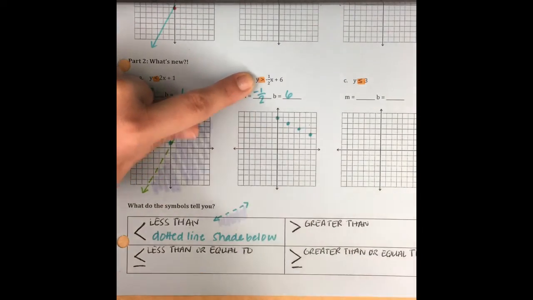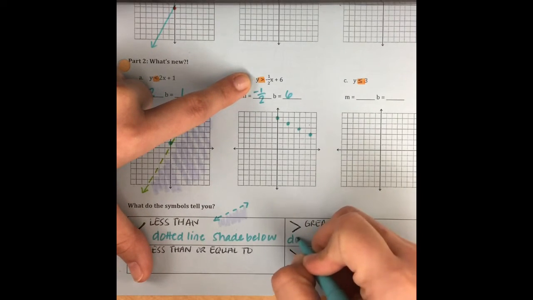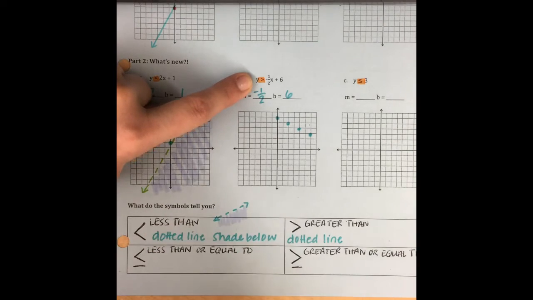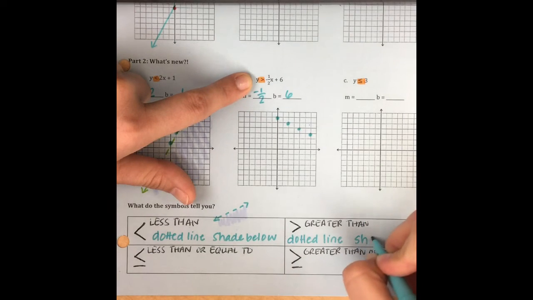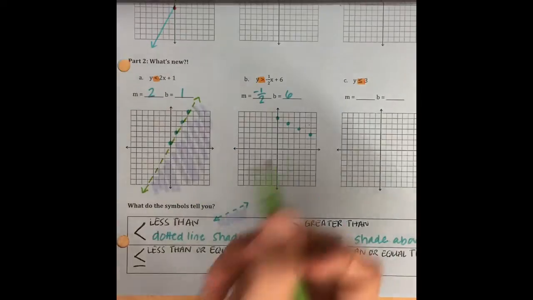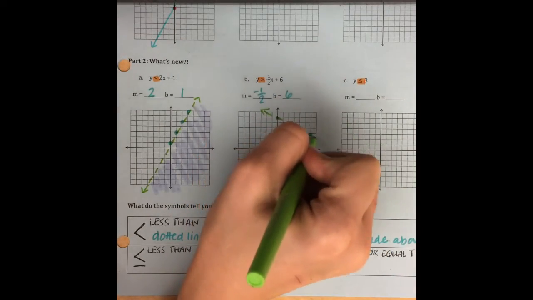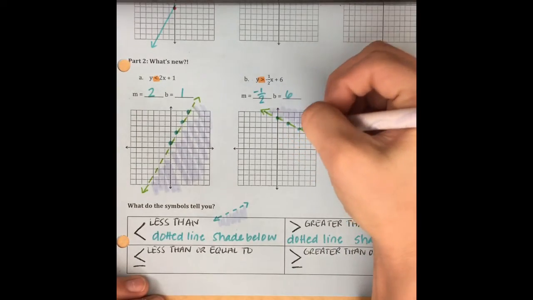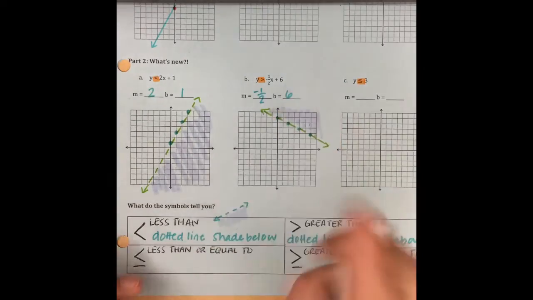So again, we don't have an equal sign, so it's going to be a dotted or a dashed line. But now it's saying all the solutions are above that line. So I'm going to shade above. Greater, if you think about numbers, greater numbers are higher, so think shading above. So to finish this line, I'm going to make it dashed, and I'm going to shade up here. So all of my solutions would be the ordered pairs in this purple region.